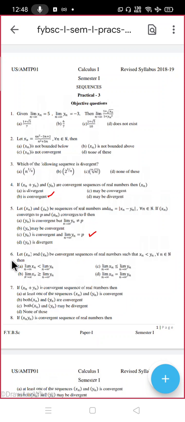Okay, what about the sixth one? If xn and yn are real convergent sequences, and xn is less than yn, then whether it is A. Think about it again. I can give you some example where it is not A.